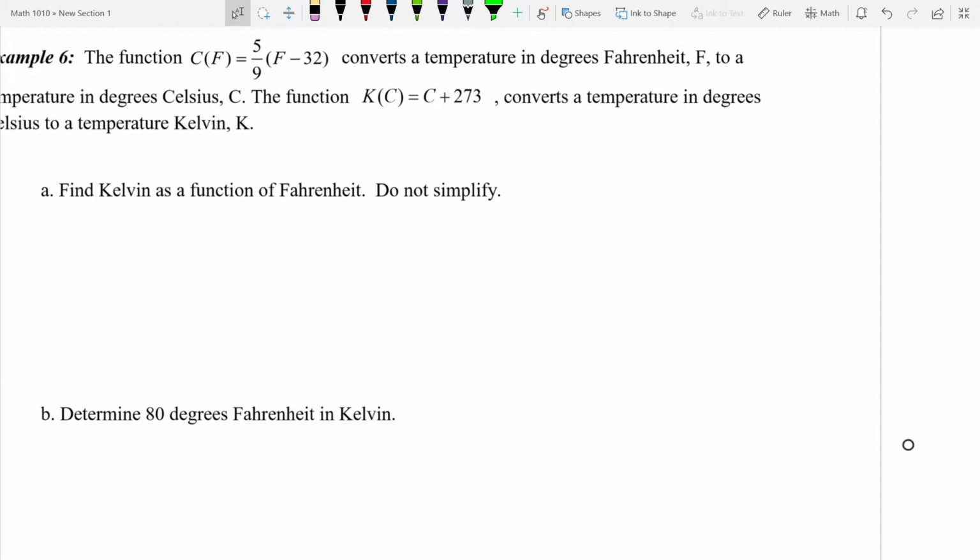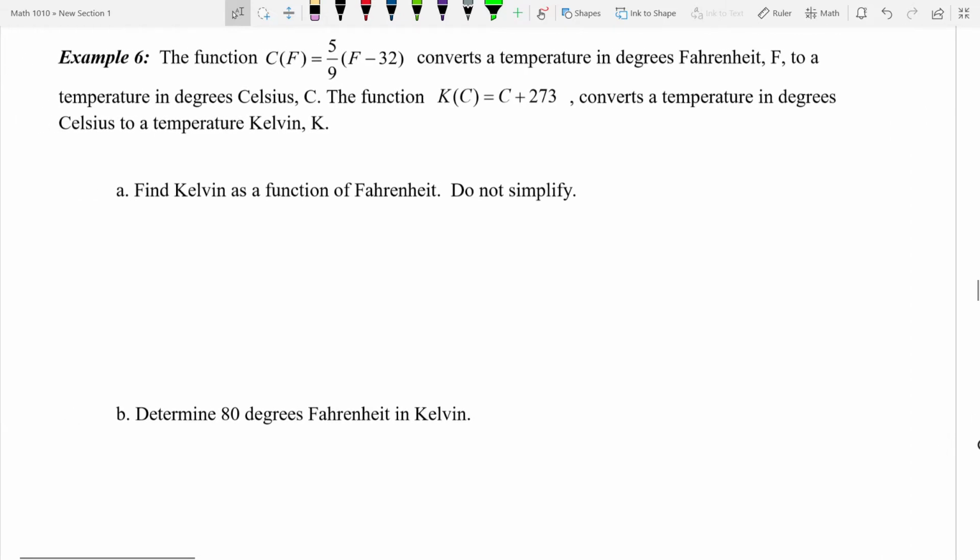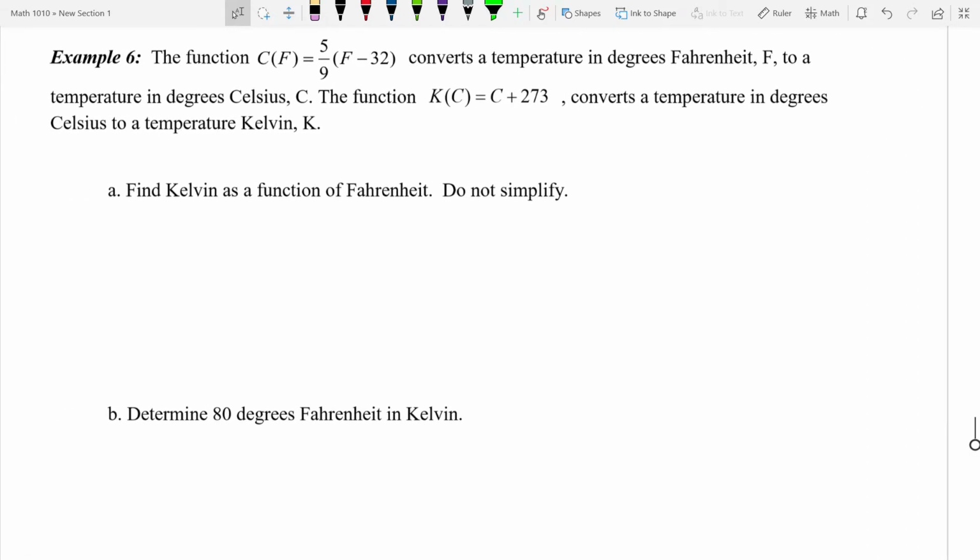Okay, example 6. Here's your function. It converts Fahrenheit into Celsius, and then you've got a Kelvin function that converts Celsius into kelvins, okay? This is important, so I want everybody to watch. This example is not super easy. Okay, look right here. C of F.